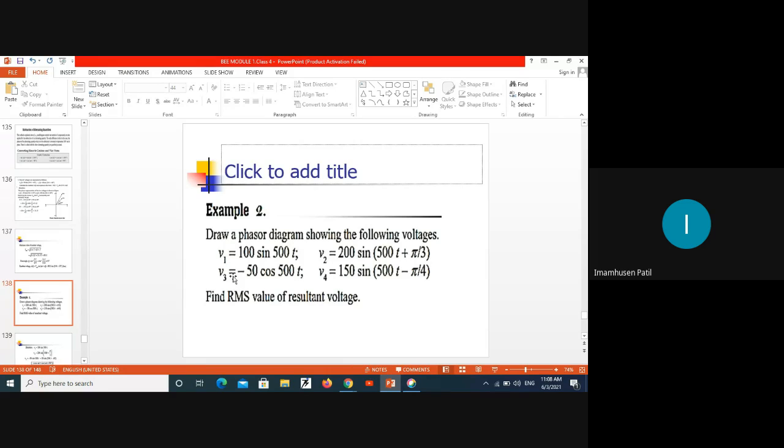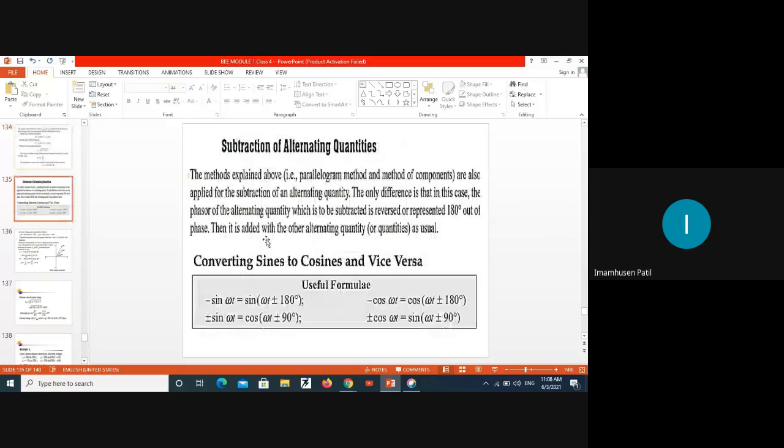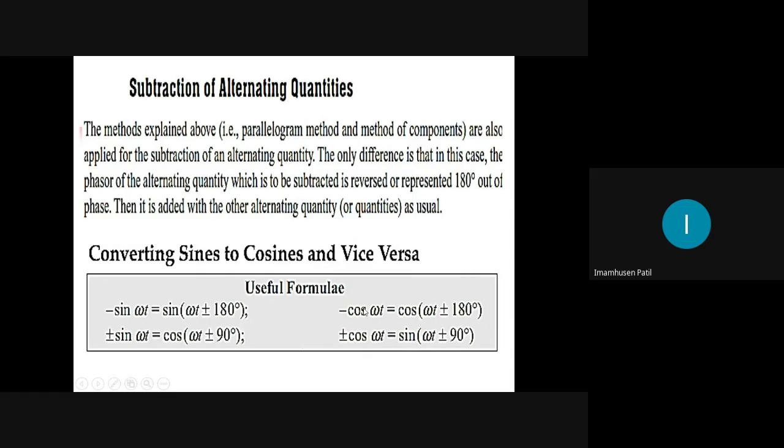Using that formula. Yesterday I have discussed these formulas. You can see here, this is the formula. Minus cos omega t is equal to cos of omega t plus or minus 180, or you can use this one: minus cos omega t is equal to sine of omega t minus 90. You can use this one or this one, any one. Minus cos omega t is equal to sine of omega t minus 90.